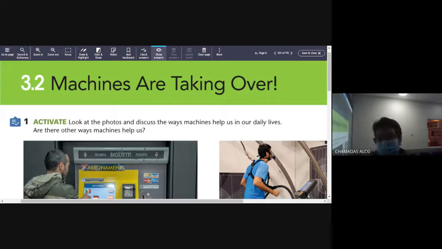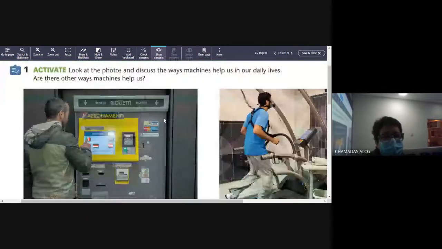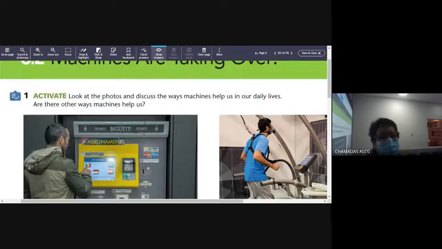So let me be careful because whenever I touch here, something happens. So let me just go back here and show you the photos of some machines that we use on a daily basis, right? So we can contrast with the video that we've just seen. Guys, the people who are online, did you enjoy the video? Mateus. Yes, that's true. So look at the photos and discuss the ways machines help us in our daily lives.